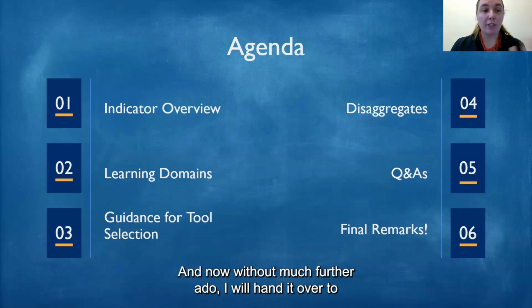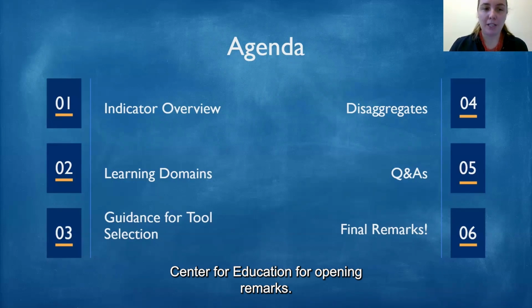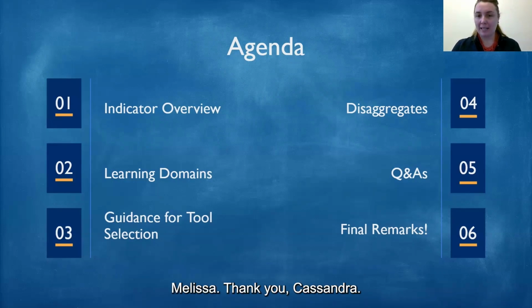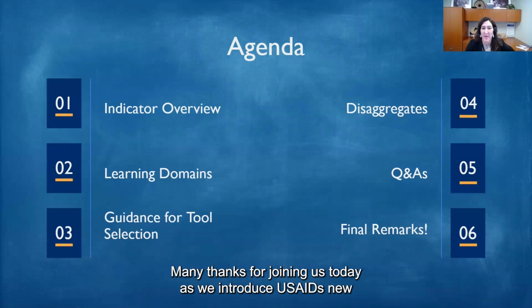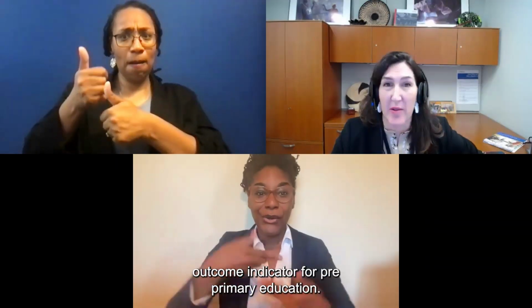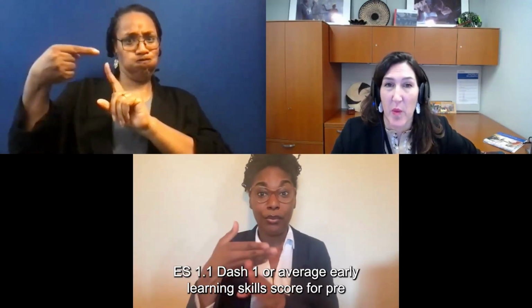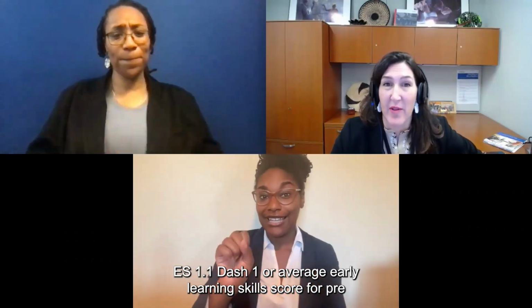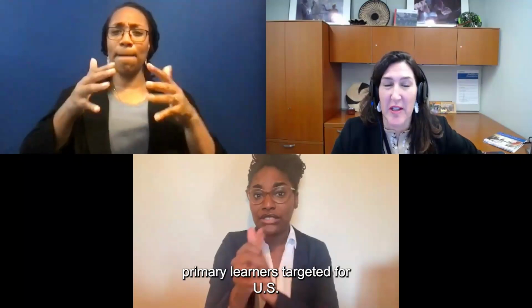And now, without much further ado, I will hand it over to Melissa Cipilli, Deputy Director Technical at USAID Center for Education, for opening remarks. Melissa? Thank you, Cassandra. Good morning, good evening, good afternoon, everyone. Many thanks for joining us today as we introduce USAID's new outcome indicator for pre-primary education, ES 1.1-1, or Average Early Learning Skills Score for Pre-Primary Learners Targeted for U.S. Government Assistance.